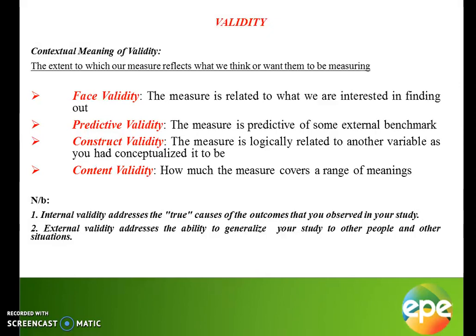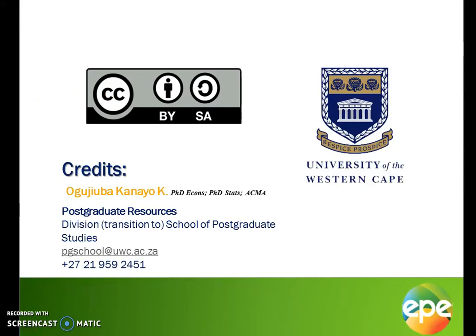Internal validity in this case will address true causes of the outcomes, while external validity will address the ability to generalize your study to other people and to other situations.